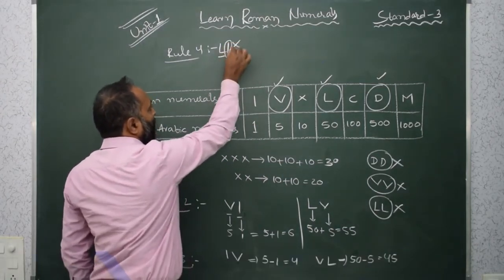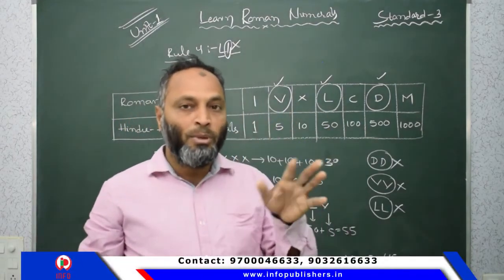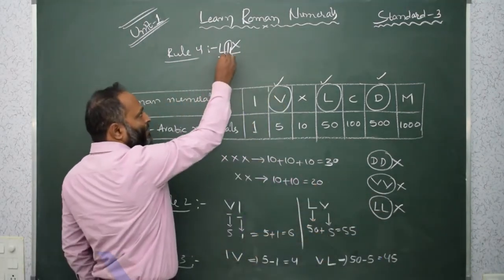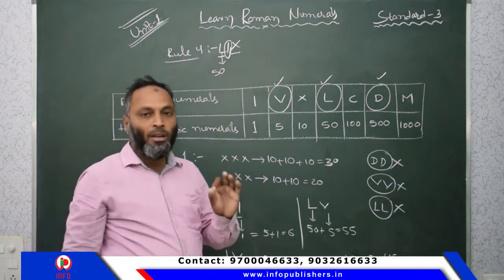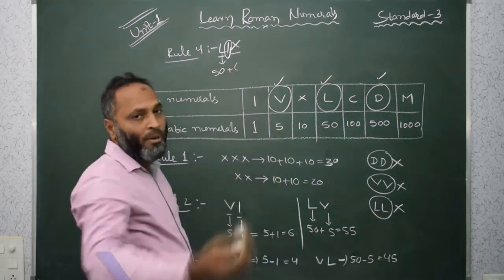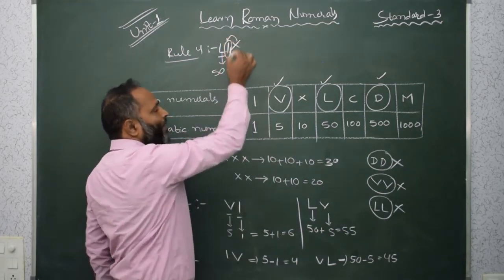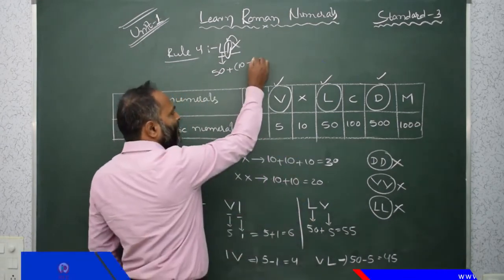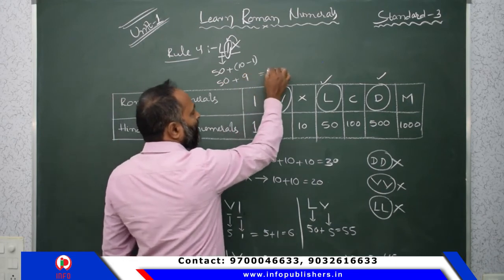If a smaller Roman numeral comes between the two bigger Roman numerals, then how to write? Then we have to take the first bigger Roman numeral as it is, and plus the other bigger Roman numeral, that is 10, and the smaller one is on the left side of that bigger Roman numeral. So we have to make minus 1, 10 minus 1, 9, so 50 plus 9 is equal to 59.